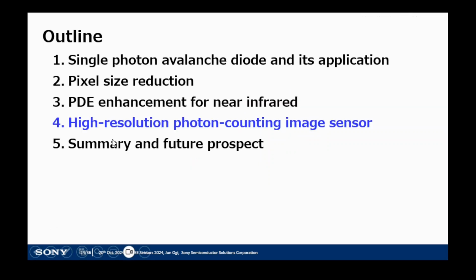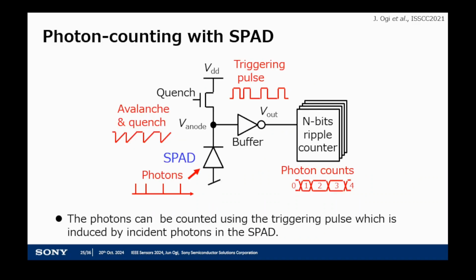Okay, next, the final topic. Let's go to the photon-counting image sensor with 3.36 micrometer pitch pixel. As I explained in the principle, the number of incident photons can be counted using the triggering pulse, which is induced by incident photons in the SPAD, and a ripple counter. We can recognize the brightness with the counted number of photons with this architecture.